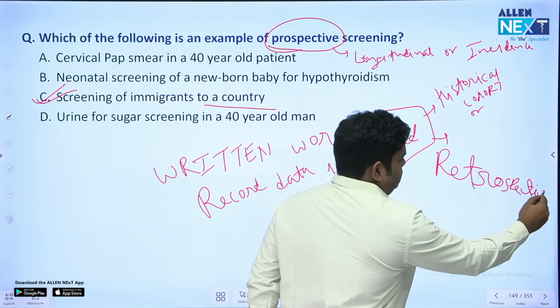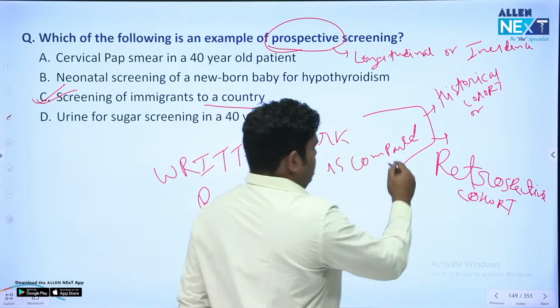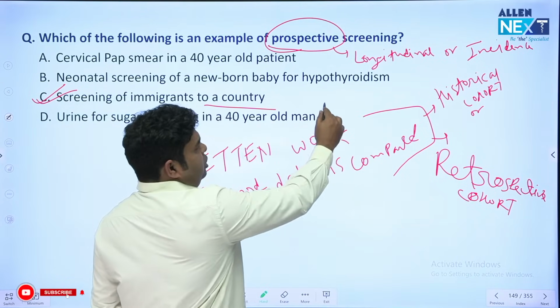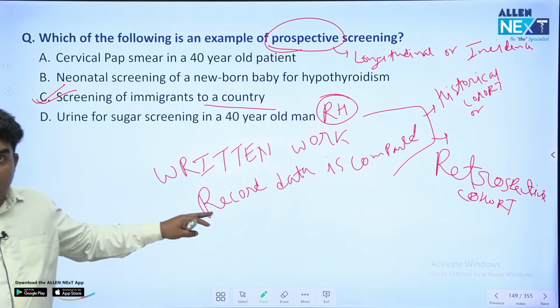Retrospective cohort. So you can remember it by the mnemonic RH. Retrospective cohort and historical. They are comparing past written records.